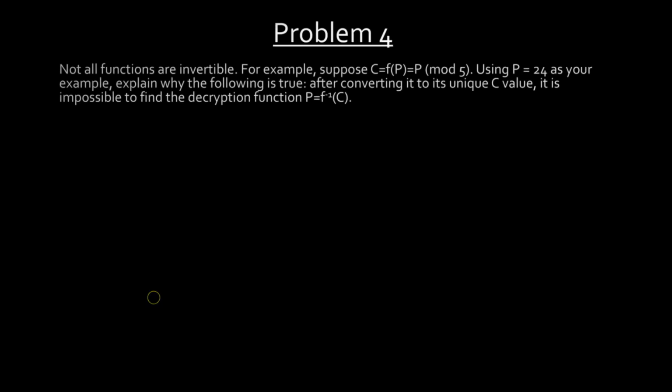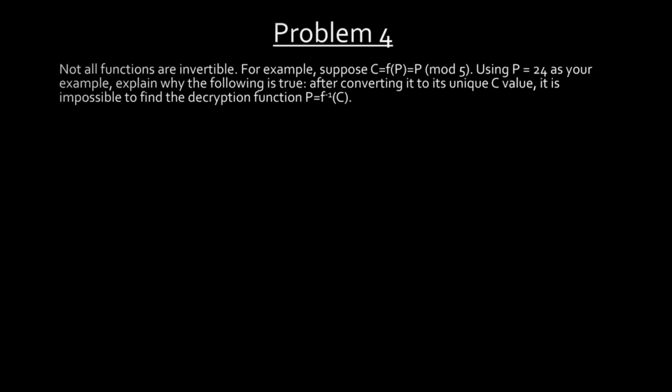So let's begin. The prompt reads, not all functions are invertible. For example, suppose c equals f of p equals p mod 5. Using p equals 24 as your example, explain why the following is true. After converting it to its unique c value, it's impossible to find the decryption function p equals the inverse of f of c. So what's the prompt really telling us?